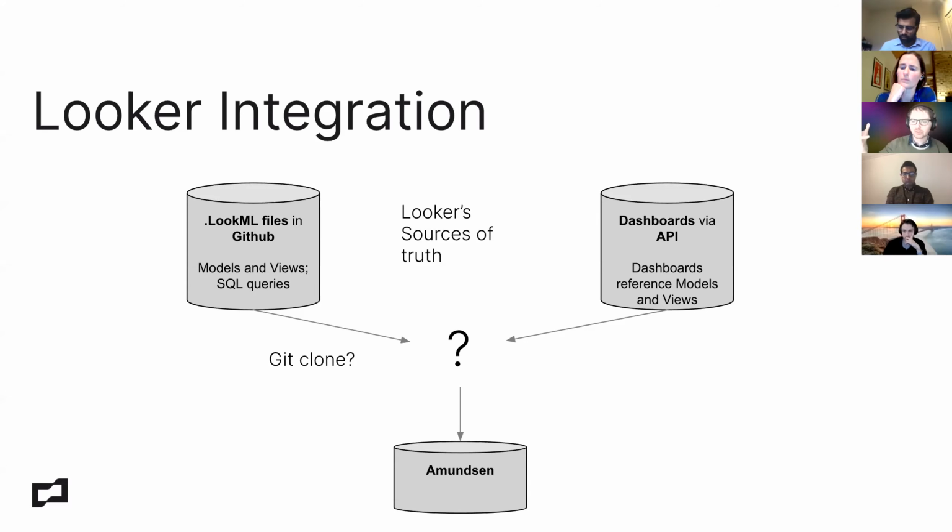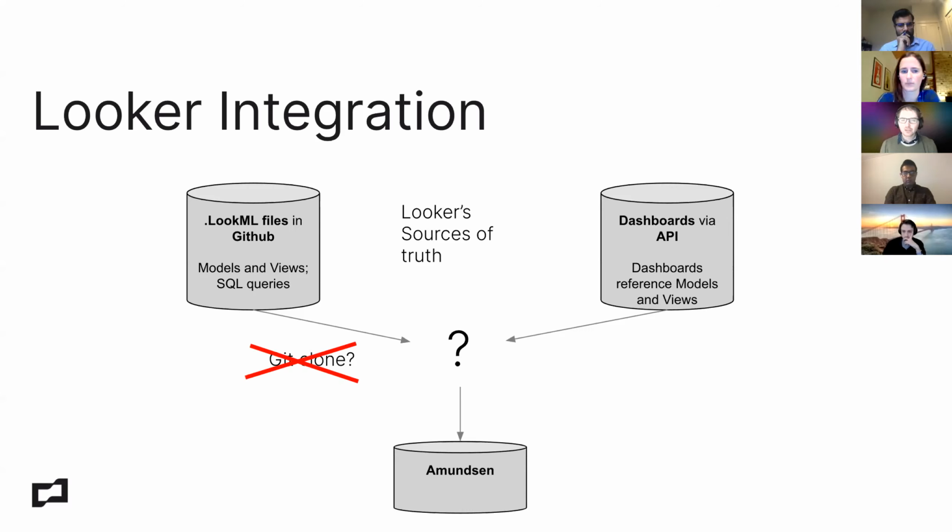Meanwhile, dashboards are defined inside the product, not as part of GitHub or in GitHub files. And these dashboards reference the models and views, and the primary way of accessing them is through the API. And so we looked at this and thought, well, how do we combine this? Do we just have one Amundsen integration, which clones the repository and hits the API and combines that info?